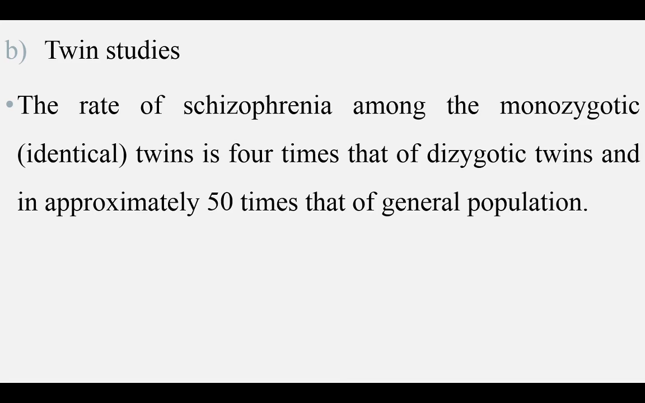Now, twin studies: we have seen that in monozygotic or identical twins the risk is 4 times that of dizygotic twins, and approximately 50 times that of the general population. Later on you will understand that twins are predisposed to a lot of mental illnesses. Almost the maximum of the disease is more prevalent in identical twins and less in dizygotic twins.